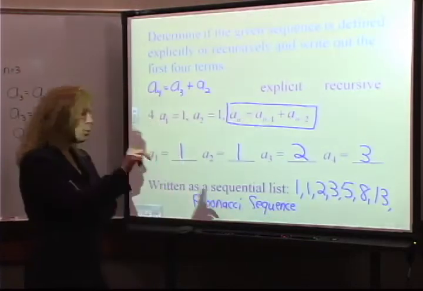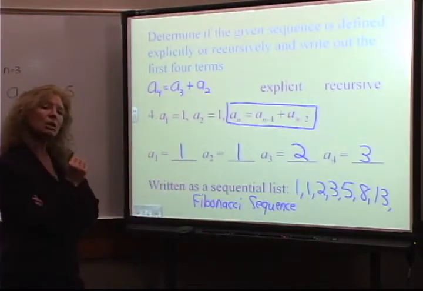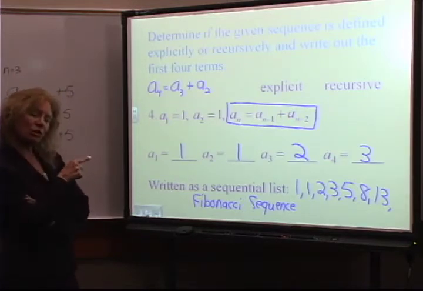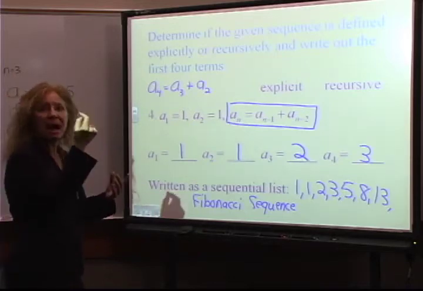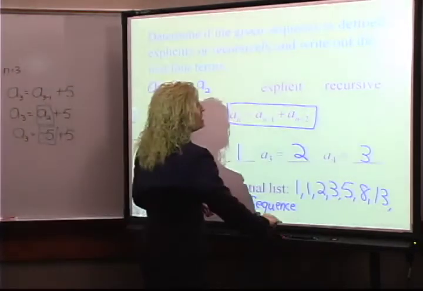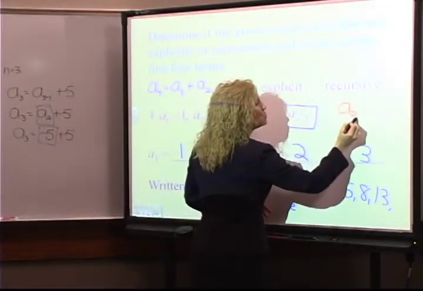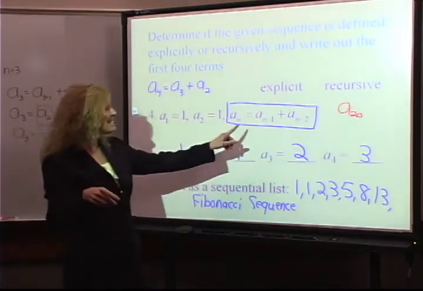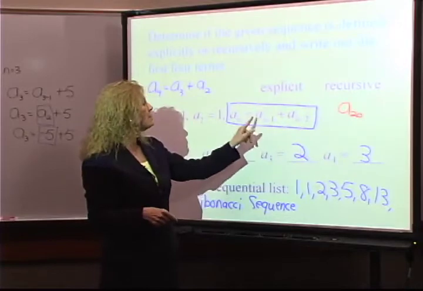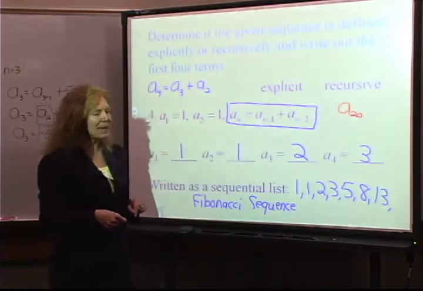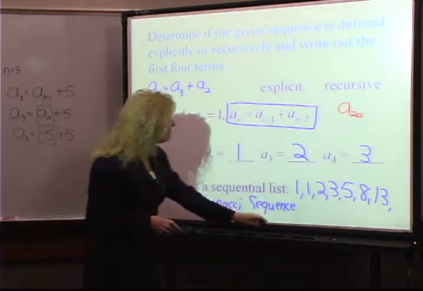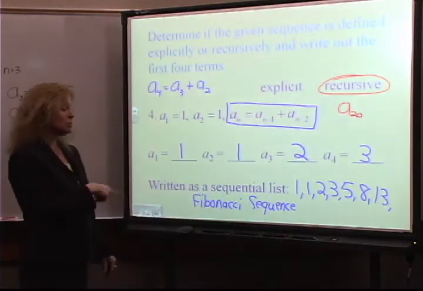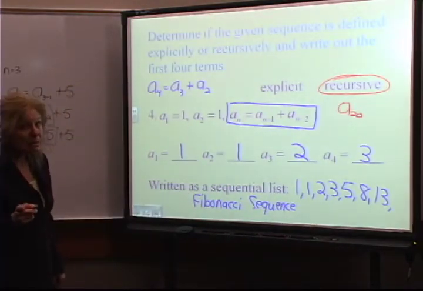Now the question is, was he defined explicitly or recursively? Well, did you need a previous term in order to get the answer, or could you just immediately hop out? If I want, for example, a sub 20, in this case, what do I have to know? Well, interestingly, in this guy, I have to know the previous two. I would need a sub 19 and I would need a sub 18. So this guy is definitely recursive.